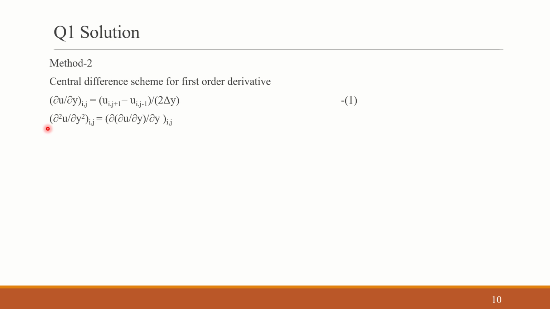Now we have ∂²u/∂y² at (i, j). We are just taking the second derivative for this, that is ∂/∂y of ∂u/∂y at (i, j). So this becomes ∂/∂y of ∂u/∂y, where ∂u/∂y is u at (i, j+1) minus u at (i, j-1) divided by 2 times delta y.